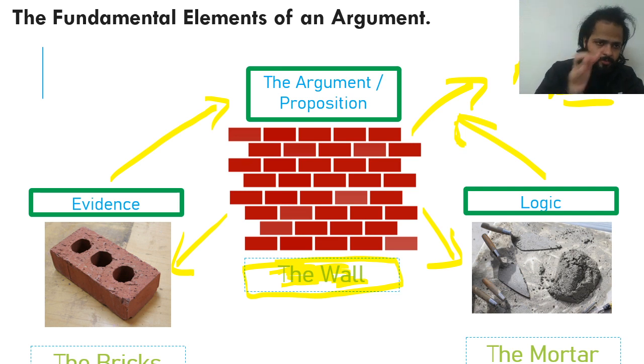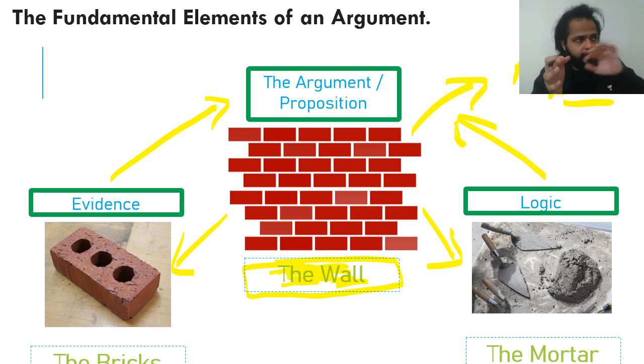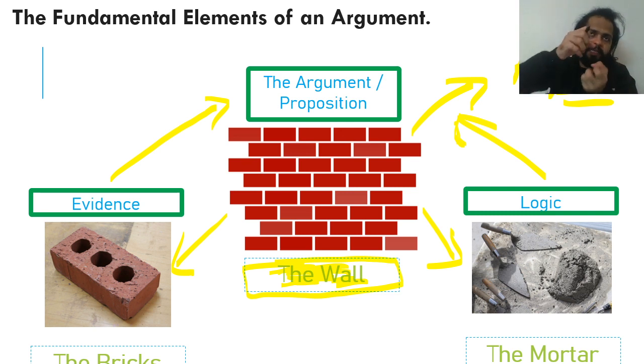So that's what an argument with evidence and without logic is like. Similarly, let's suppose you have a wall which doesn't have bricks, which has only mortar. Well, in that case, you might be able to build something, but it won't hold because the mortar has nothing to hold on to, nothing that it can stick together, right?